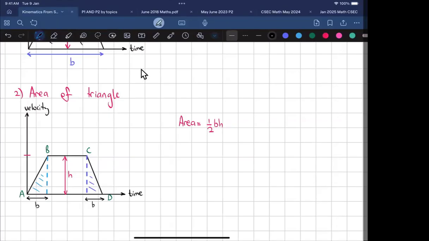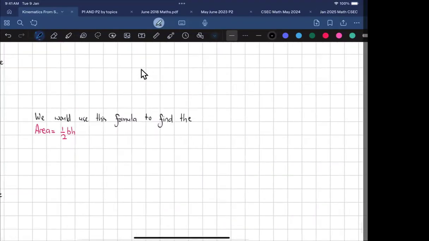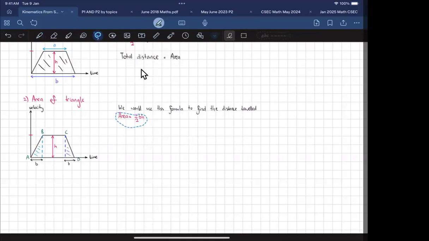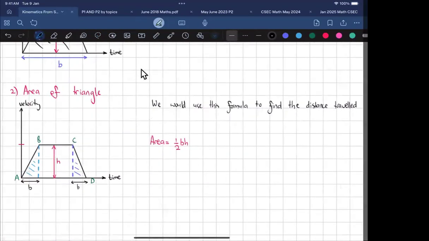So Amy, let's look at this graph. Let's say we wanted to figure out the distance traveled from points A to B. What I would have to do is find a specific area for that part. And that shape is a triangle, right? You see that it forms a triangle, right? So we would use this formula to find the distance traveled.